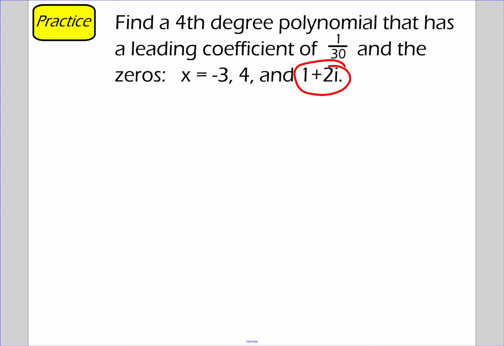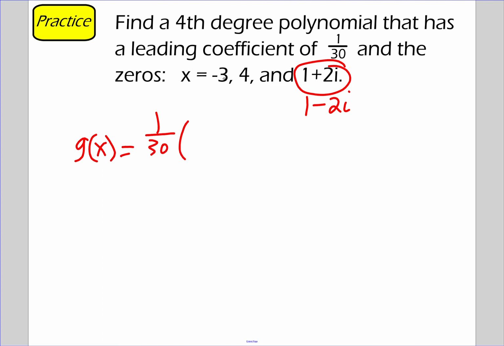Okay, and that if a complex zero is one of our solutions, then its conjugate is also a solution. So the conjugate is just going to be the negative of the imaginary part. Okay, so 1 minus 2i is also our solution. So that tells us that we can start to create a polynomial. Let's call it g of x, equals 1/30, because we know that's the leading coefficient.